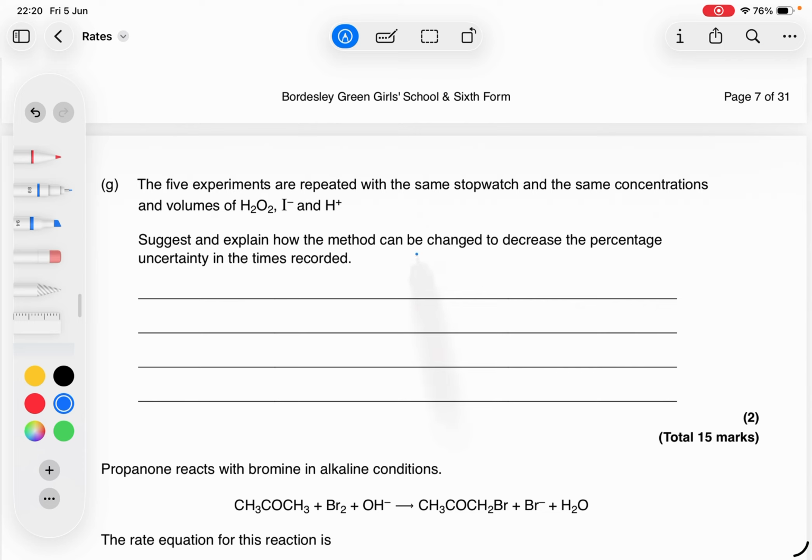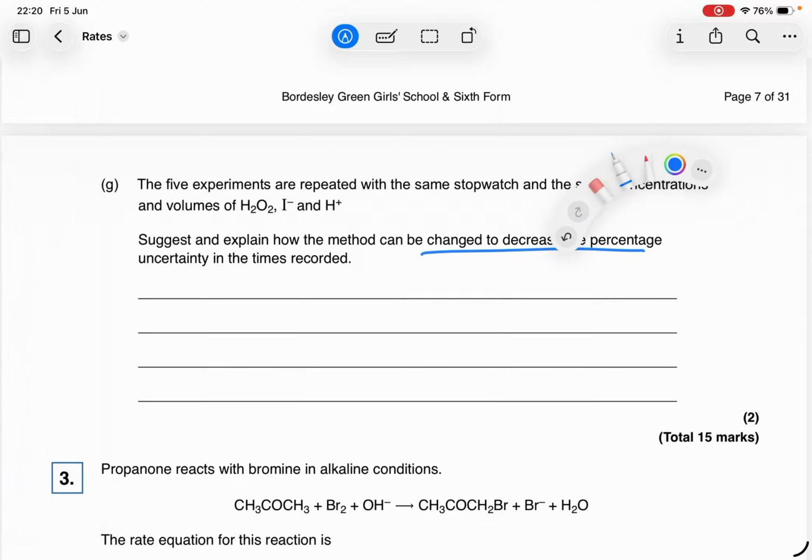Suggest and explain how the method can be changed to decrease the percentage uncertainty. Well, increase the time, use greater concentration or amount of thiosulfate so the color changes over a longer period of time, and that will reduce uncertainty. Okay, next one.